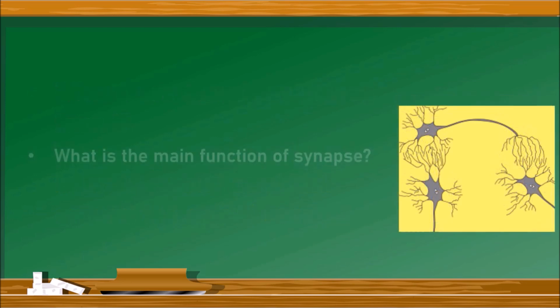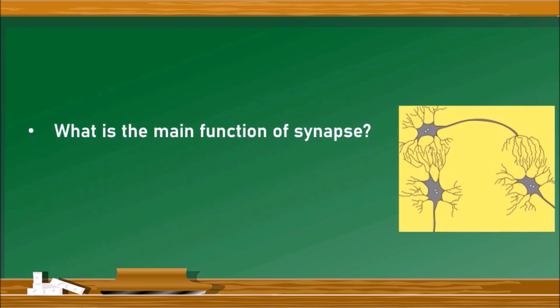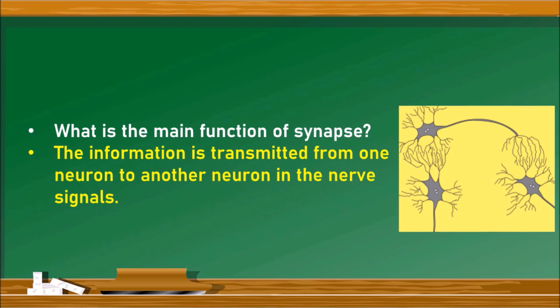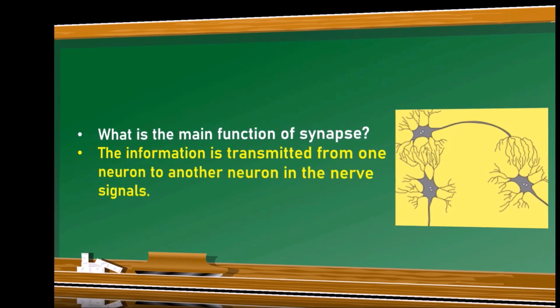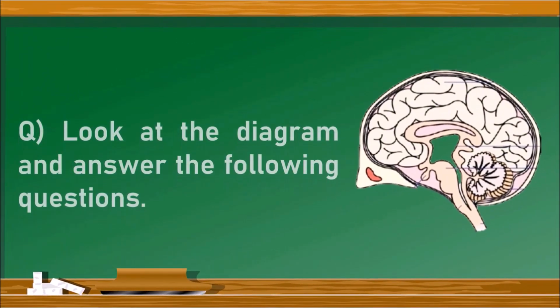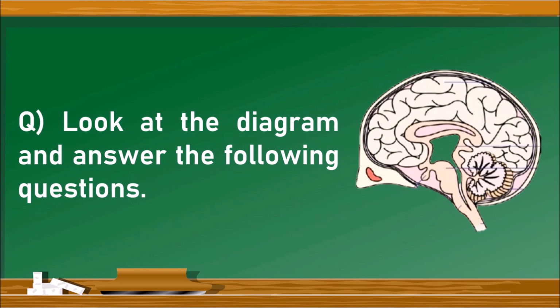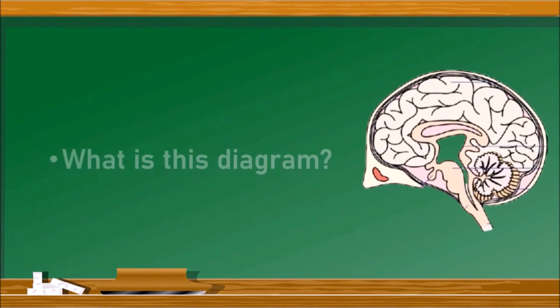Next one, what is the main function of synapse? The information is transmitted from one neuron to another neuron in the form of nerve signals through this synapse. The next one, look at the diagram and answer the following questions. This is also another diagram based question. The first one is, what does this diagram indicate?